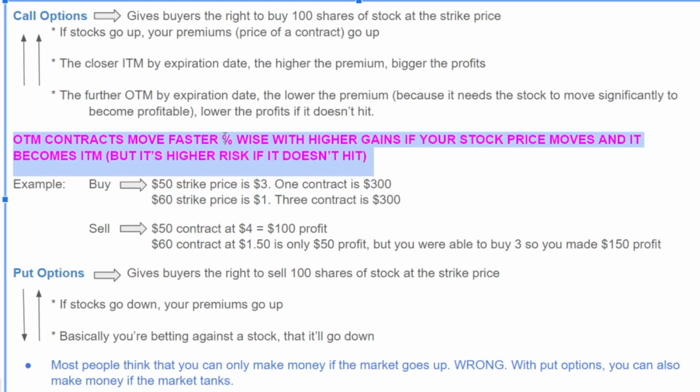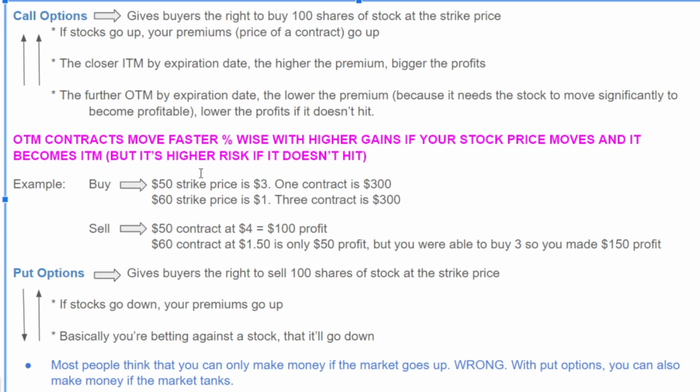You have to look at the different premium price, but most of the time, this is true. Okay, like I said, the further out of the money, the lower the premium, the lower the profit. But since it's cheaper, you can buy more contracts, which means potentially you get a larger profit.